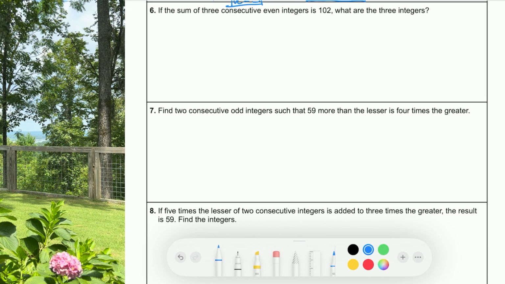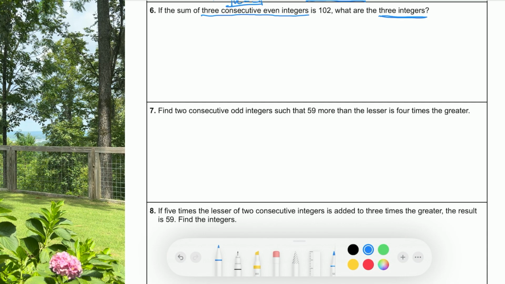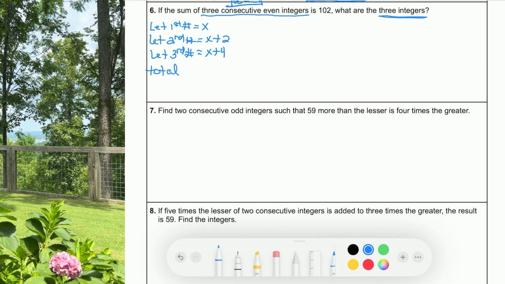If the sum of 3 consecutive even integers is 102, what are the 3 integers? So I'm looking for 3 numbers. I also noticed that they want us to find 3 consecutive even integers. And that's the pattern that we're going to be using, the x plus 2, x plus 4 pattern that we learned in our notes. So I'm going to say let the first number equal x. Let the second number equal x plus 2. Let the third number equal x plus 4.